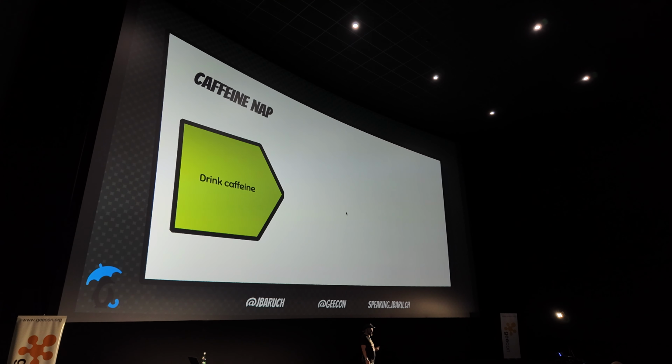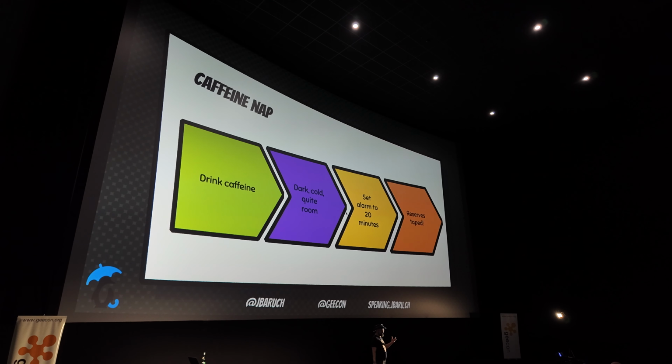How does it work? Very simple. Caffeine takes 20 minutes on average to start working. Brilliant. Do that a lot. This is awesome.